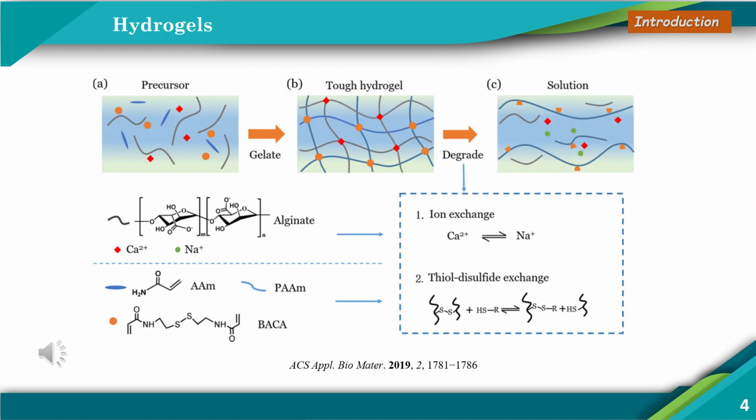Here we show how hydrogels form and degrade. For example, alginate forms gels through calcium ion cross-linking, a simple ion exchange mechanism. Similarly, disulfide bonds can create reversible crosslinks. Let me ask you, if you increase cross-linking density, what happens to the gel? Yes, it becomes mechanically stronger. So gel properties are directly linked to molecular interactions.